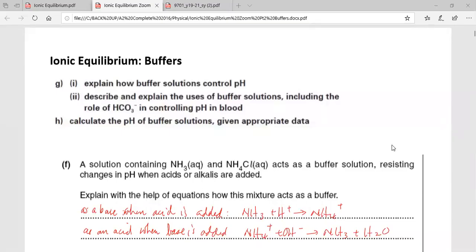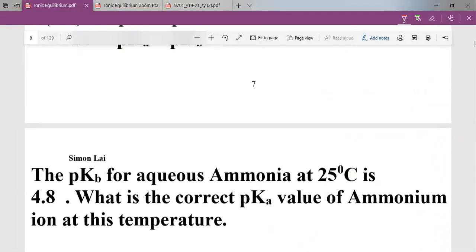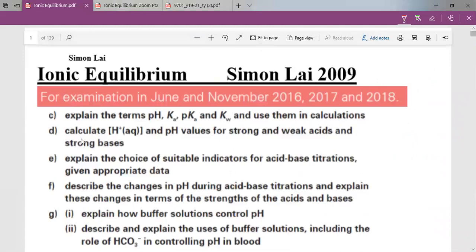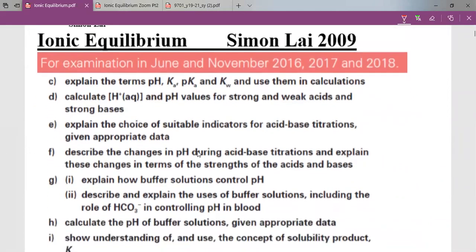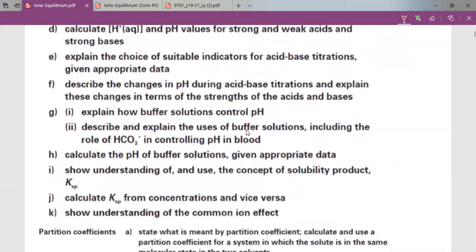Hi there, good morning. And today we will continue with Ionic equilibria. If you look at the main syllabus here, we have finished explaining the terms pH, Ka, pK, Kw, and we also finished calculating the pH of strong acids and strong bases, and using Ka, pK and Kw. All right, now we will skip to these two parts here before we do titrations, G and H. I'm probably doing G in one video and H in another video because there is quite a lot of calculation, okay?